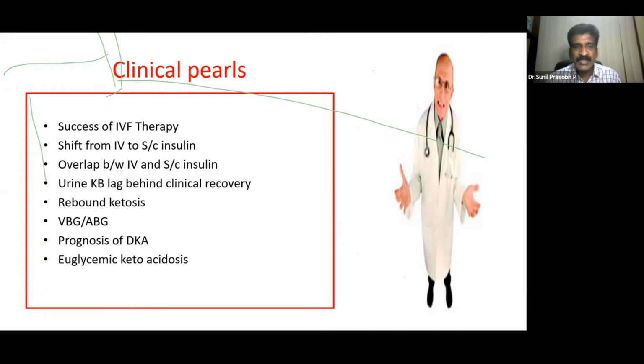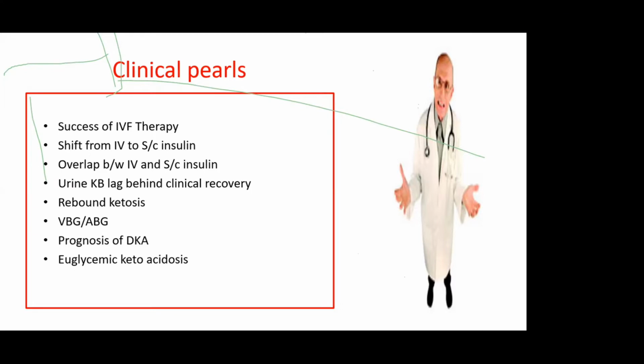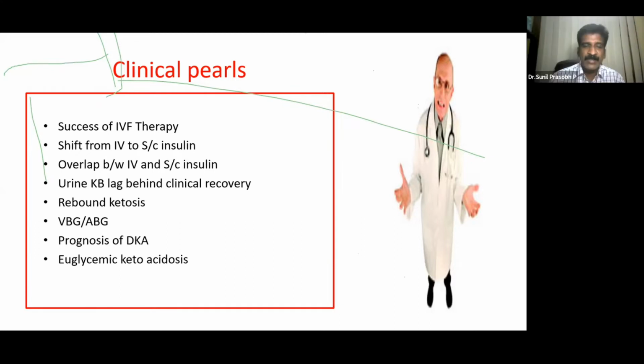The second point is the transition from IV to subcutaneous insulin. I have already told you we give IV insulin basically to correct the acidosis. So we need to transition from IV to subcutaneous once the patient can take oral feeds, once the blood glucose has come below 200 milligram percent, and the acidosis has corrected. Always remember the overlap between IV insulin and subcutaneous insulin, at least for a period of 1 to 2 hours. The most important thing is the urine ketone bodies. The urine ketone bodies always lag behind the clinical recovery because of the conversion, which I have already explained. So never get fooled by that.